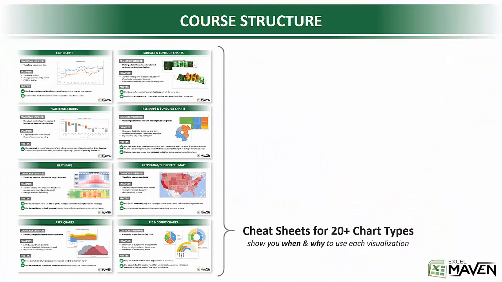In terms of course structure, what's nice is that I've included downloadable cheat sheets for 20 plus chart types in Excel. These show you when and why to use each type of visualization, including your basics like bars, columns, lines, and pies, and more advanced creative options like surface and contour charts, waterfalls, tree maps, sunbursts, even geospatial heat maps.